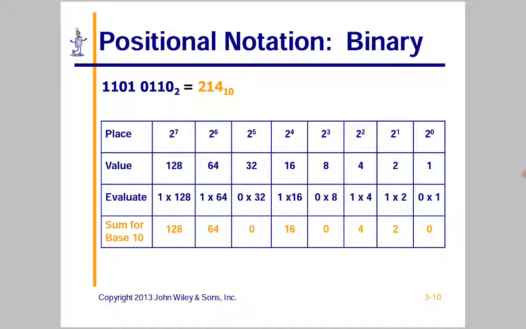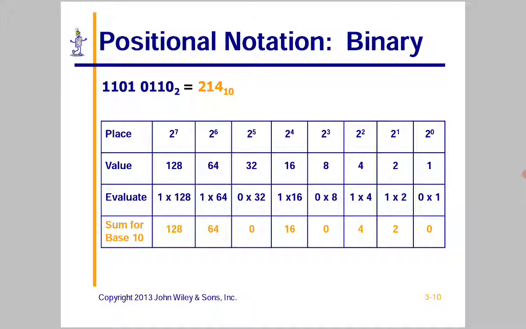So the places are 2 power 0, 2 power 1, 2 square, 2 cube, 2 power 4, 2 power 5, like that. 2 power 0 is 1, 2 power 1 is 2, 2 square is 4, 2 cube is 8, 2 power 4 is 16, 2 power 5 is 32, 2 power 6 is 64 and 2 power 7 is 128. So evaluate.